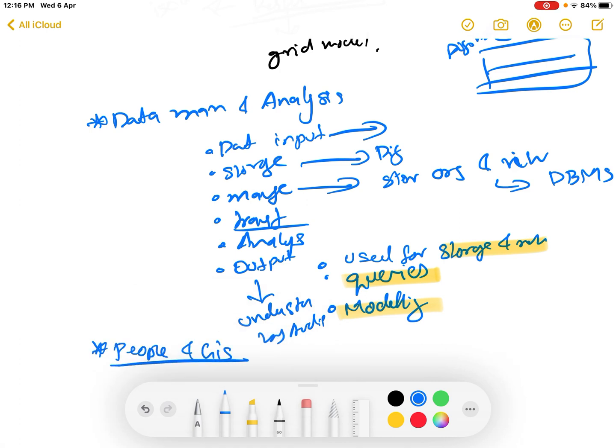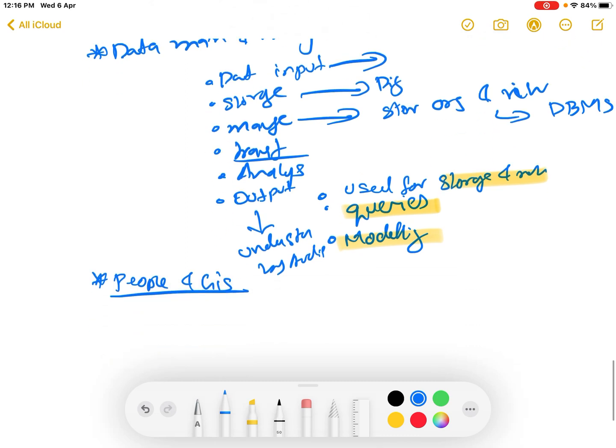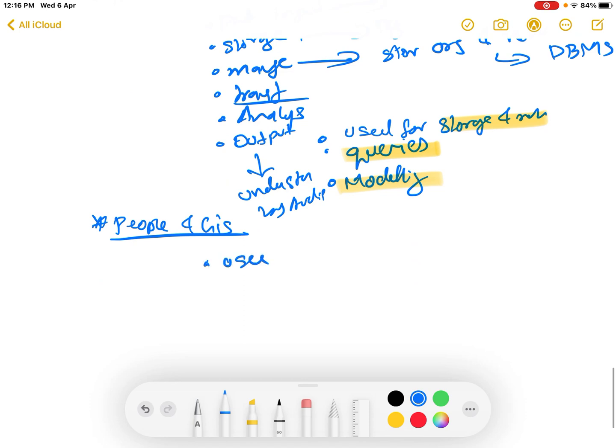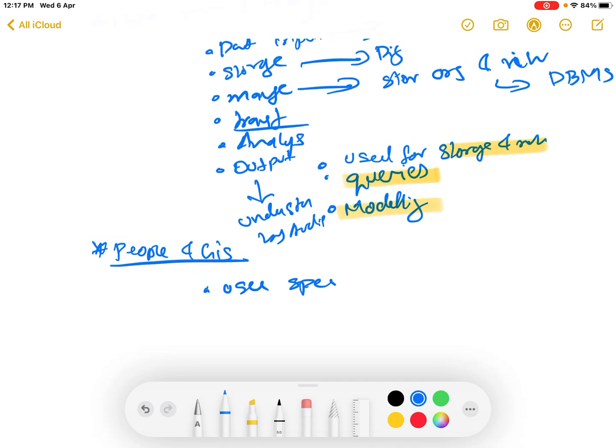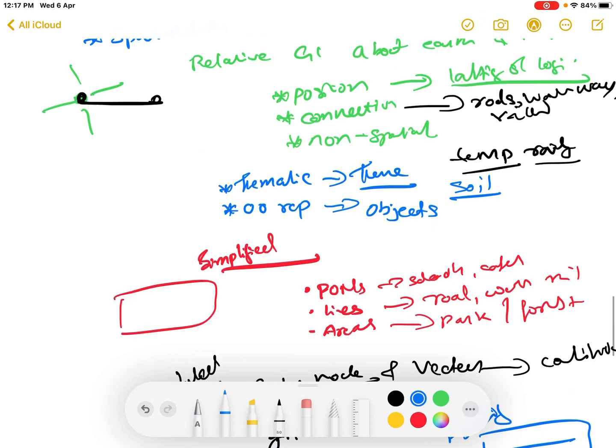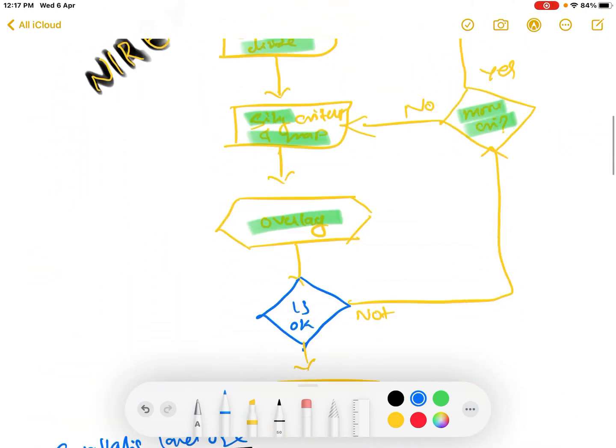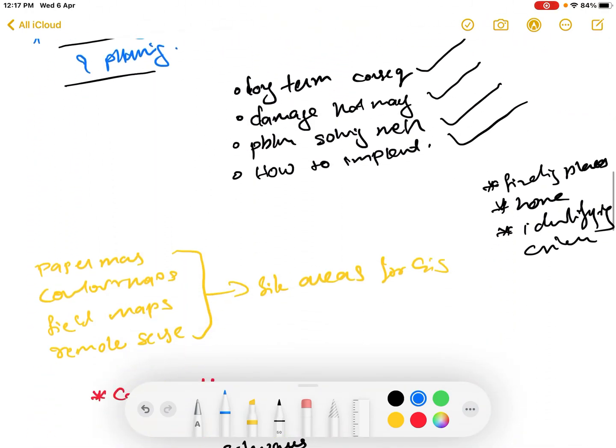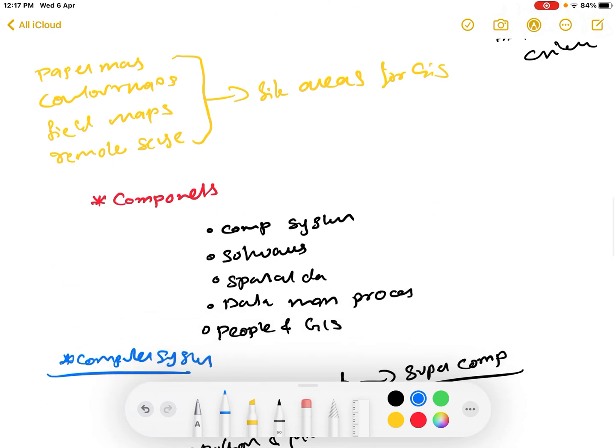And then finally we have the people and GIS. We build GIS applications for the users, right? GIS applications are very user specific or application oriented. So whatever we make, we should always consider the people. People are the most important part of GIS.